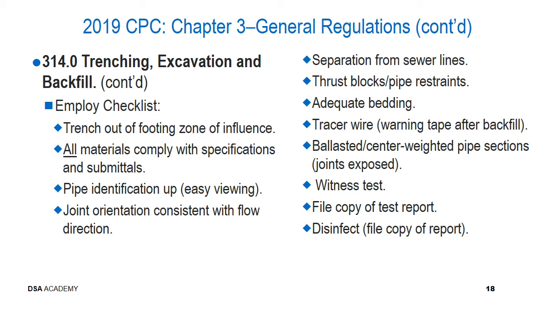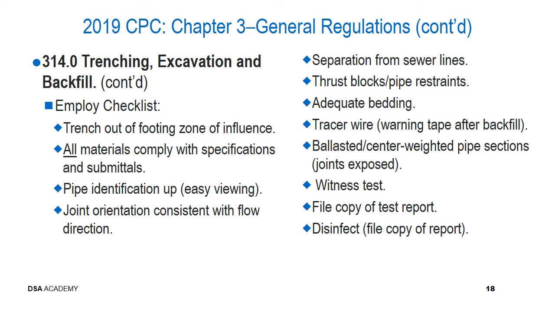You want to make sure that the joint orientation is consistent with the flow direction of the water. This is generally identified in the specifications. You want to make sure, if applicable, that sewer lines, if in the same trench, are separated the required distance from the water lines. And again, we'll address this in more detail in Chapter 6.